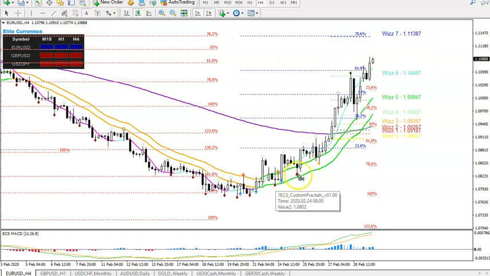If we put a fib probably from here to here or so, that's not the fib, one second.